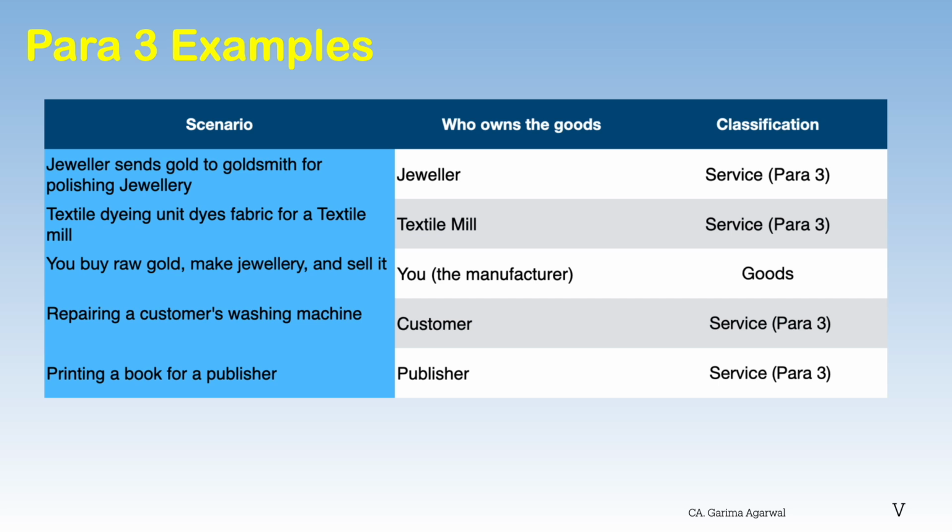So it's a service. You buy raw gold, make jewelry and sell it. So you are basically the manufacturer. You buy it, you make on it and then you sell it. So it's a supply of goods. You repair a customer's washing machine. Who owns the goods? The customer. And you are just providing your repairing service on it. So it's a service. You print a book for a publisher. Who owns the books, trademark, patent and everything? The publisher. And you are just providing a printing service. So it's just a service here.